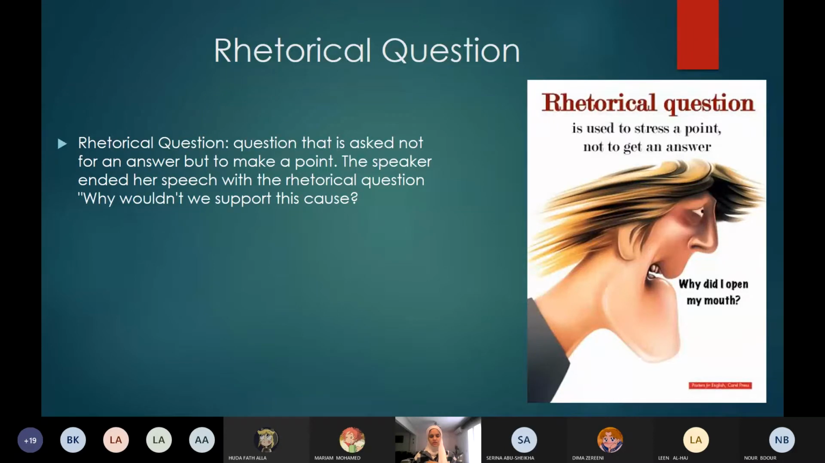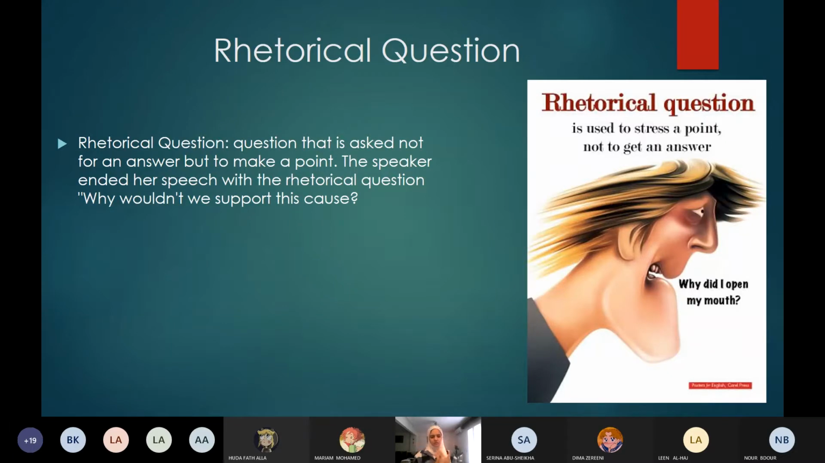Yes. Okay. So rhetorical question. Rhetorical is to persuade. Rhetorical question is to ask a question, but the purpose for this question is to persuade. How? When you ask a question, but you are not waiting for an answer. Why did I do that? Why did I open here in the picture? He says, why did I open my mouth? He is not waiting for a reply.